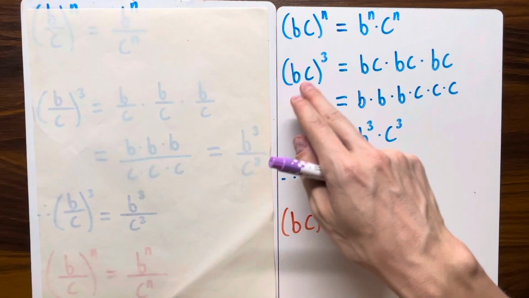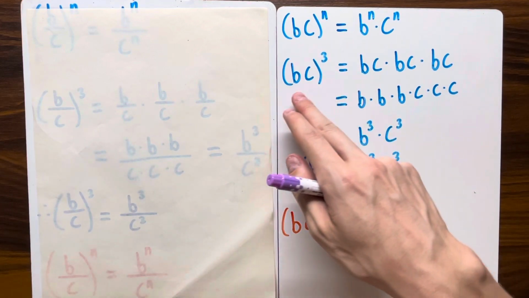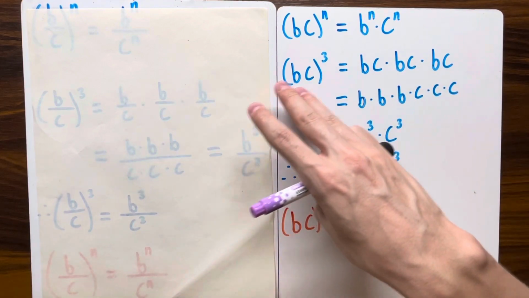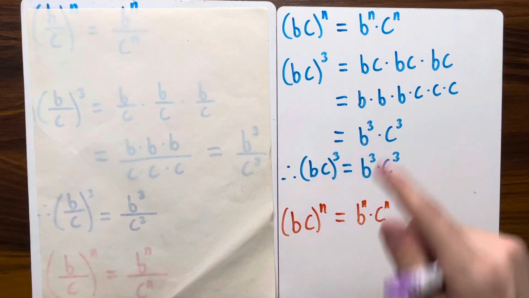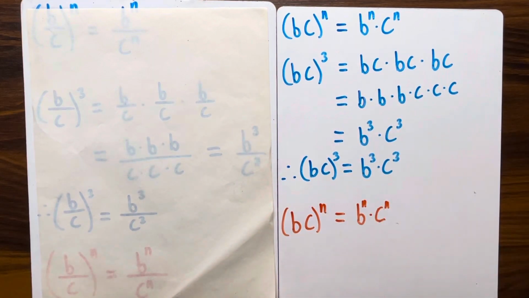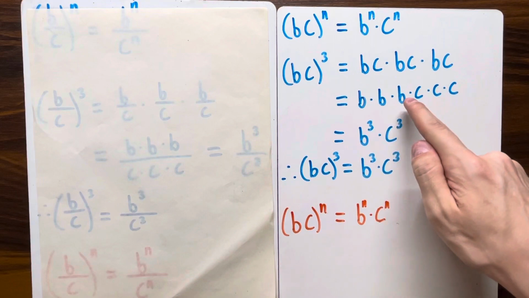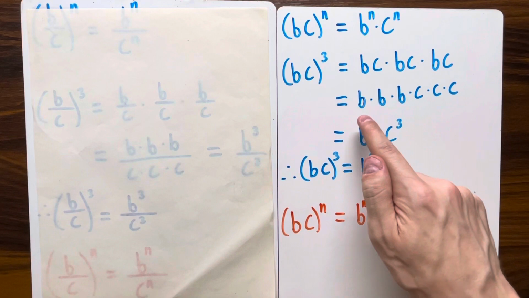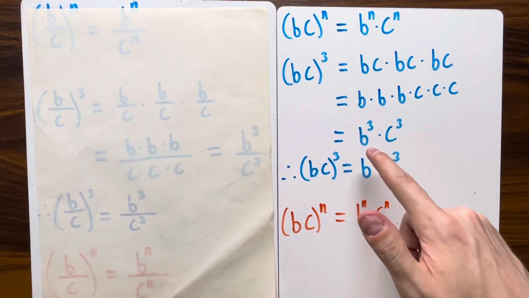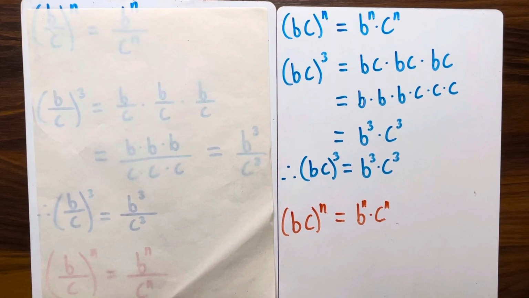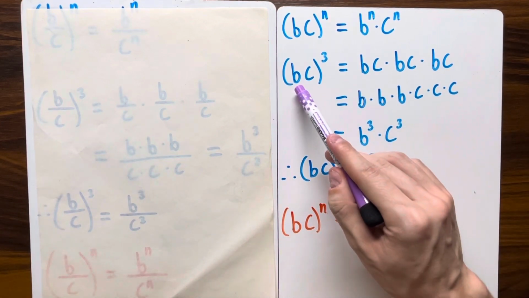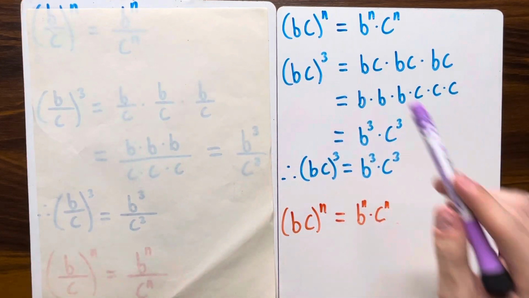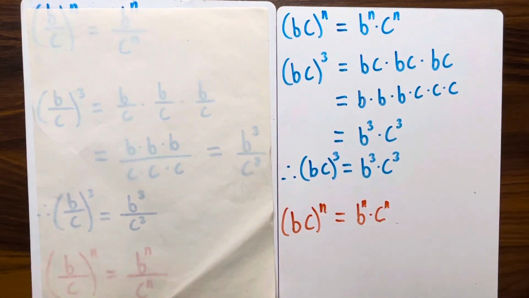So for example, (b times c) cubed is the same thing as bc times bc times bc. So essentially, it's the product times itself 3 times. Of course, we can rearrange this here. So rearranging, we get b times b times b times c times c times c. Since multiplication is commutative, b times b times b is the same thing as b cubed, and c times c times c is the same thing as c cubed. So what we've just shown is that (bc) cubed is equal to b cubed times c cubed. So this formula seems to work out.